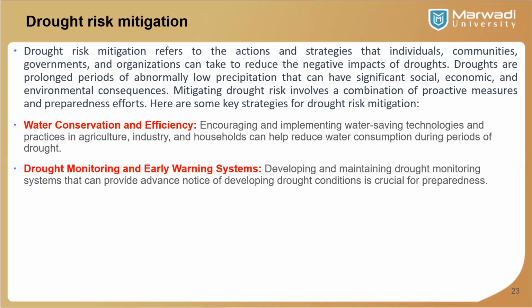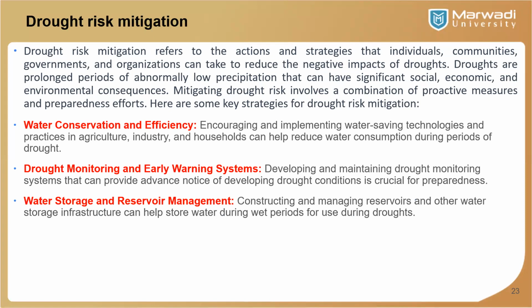Next is drought monitoring and early warning systems. Developing and maintaining drought monitoring systems that can provide advance notice of developing drought conditions is crucial for preparedness. Any prolonged period of less precipitation, if it is measured and monitored early, can help as a tool for preparedness to overcome such a disaster.